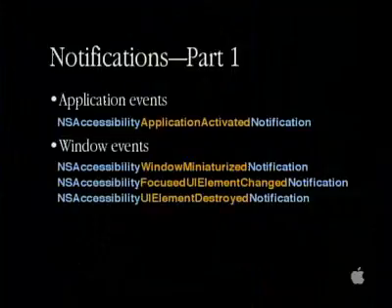The last part of the accessibility APIs has to do with notifications. So assistive apps want to find out about changes in their target application. They want to find out when the application gets activated or deactivated. And then there's window events, if a window is miniaturized or deminiaturized, if the focus changes, or when UI elements get destroyed. So there's a whole variety of notifications, and most of them are handled by Cocoa for you.